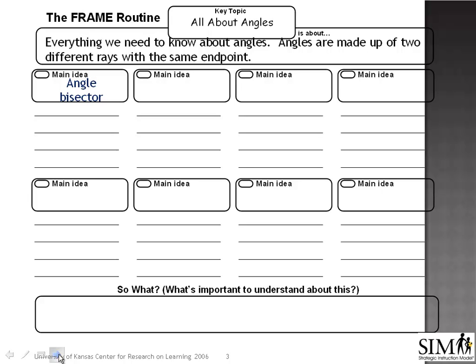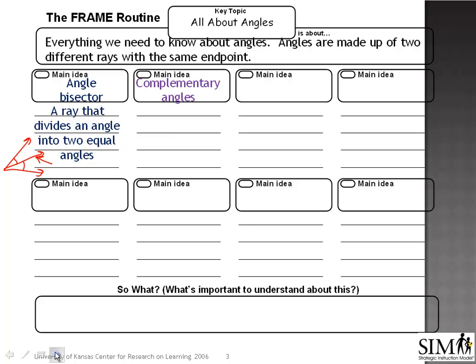So our next main idea is an angle bisector. Think of the word bisector. Bi means 2. So a ray that divides an angle into 2 equal angles. So if I had an angle here, and I drew in an angle bisector, that means this piece and this piece would be equal. This would be my angle bisector. My next main idea is complementary angles. Complementary angles have a sum of 90 degrees. That means when you add them up, you get 90 degrees.